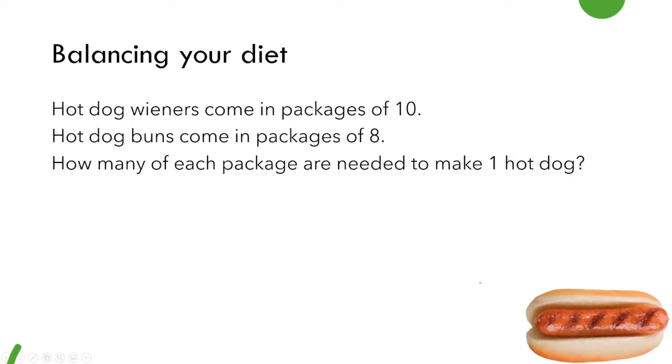The next example comes from one of those age-old problems. Hot dog wieners come in packages of 10. Hot dog buns come in packages of 8. We're asked how many of each package are needed to make one hot dog. Okay. So we can write down our reaction here. We have wieners plus buns going to a hot dog. Try doing this question by pausing the video and giving it a go.